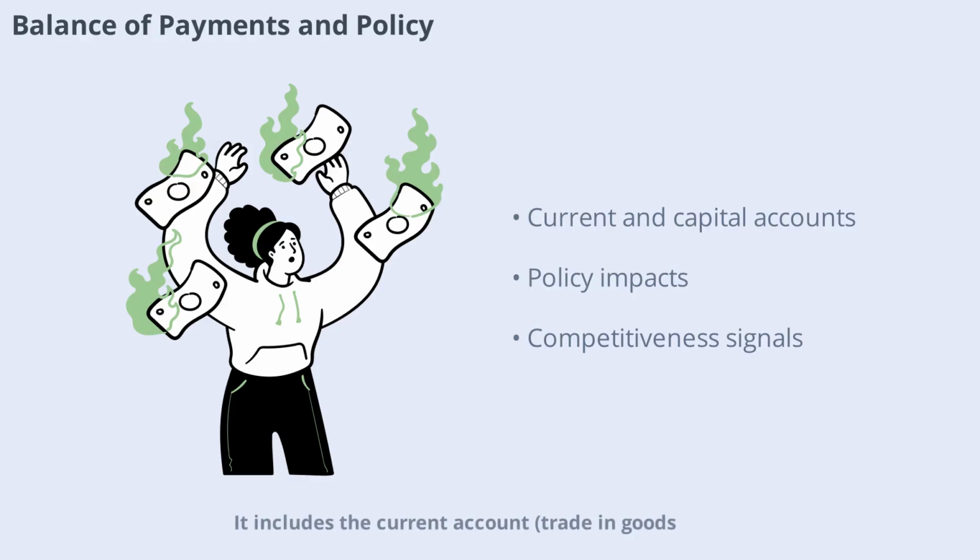It includes the current account, trade in goods and services, and the capital account, financial flows. Policy decisions can affect the balance of payments, influencing exchange rates and international competitiveness. Persistent deficits or surpluses can signal underlying economic issues.